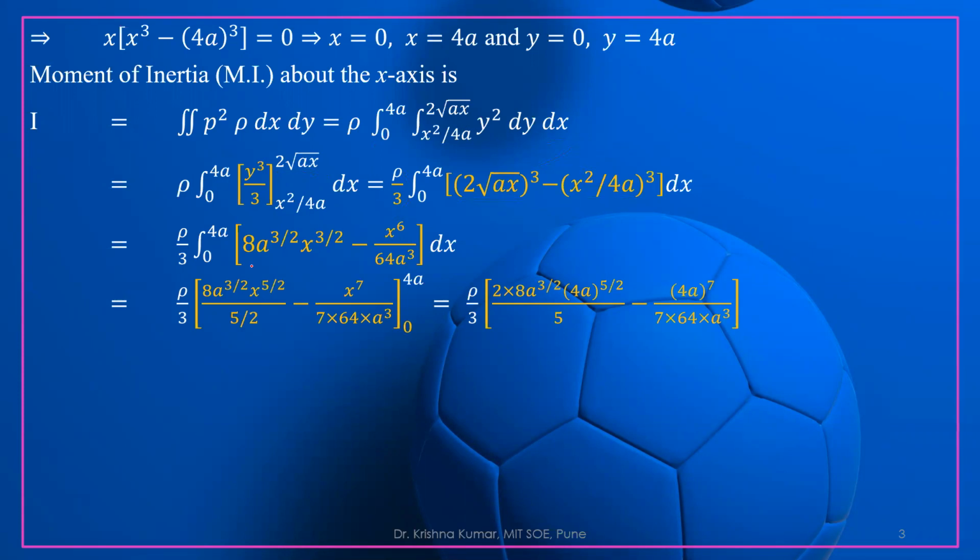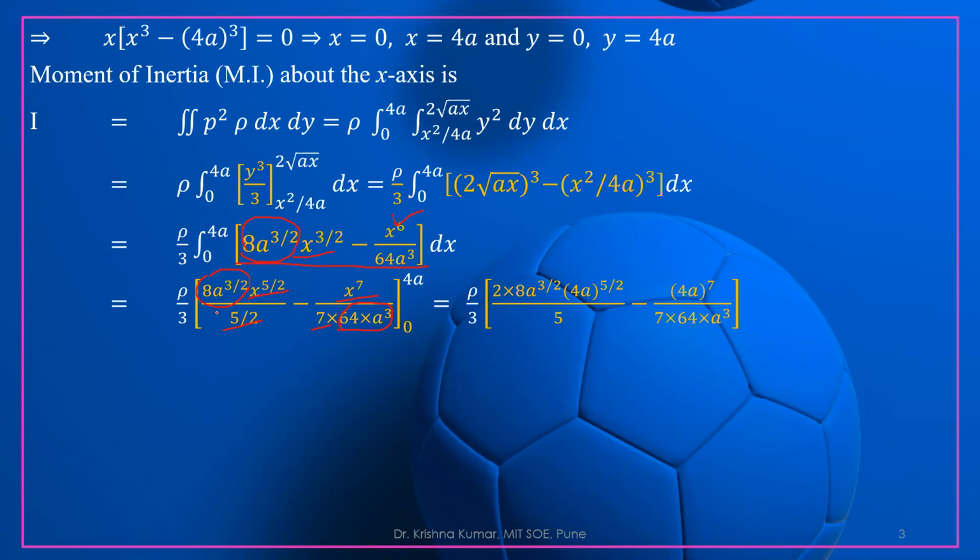Again, we have to integrate it with respect to x. So this 8a to the power 3 by 2 is constant. What is the integration of x to the power 3 by 2? So x to the power 5 by 2 upon 5 by 2. Similarly, 1 upon 64a cube is constant. What is the integration of x to the power 6? It is x to the power 7 upon 7. So this is equal to rho by 3.